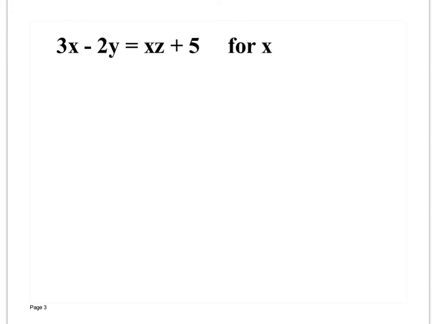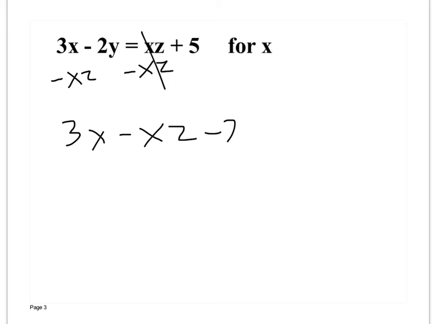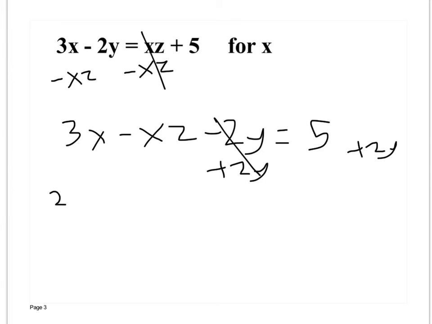So we have 3x minus 2y equals xz plus 5. We're going to solve for x, so what I got to do is get all x variables on the same side. So I'm going to move xz over. So I got 3x minus xz minus 2y is equal to 5. Then I'm going to add 2y to both sides, get it away from x. So here we have 3x minus xz is equal to 5 plus 2y.